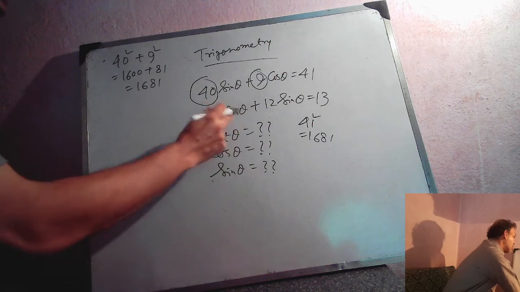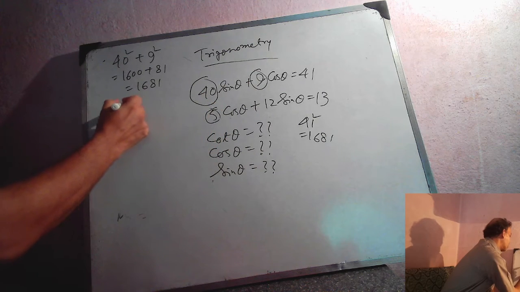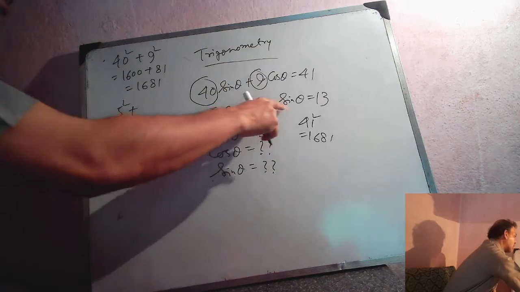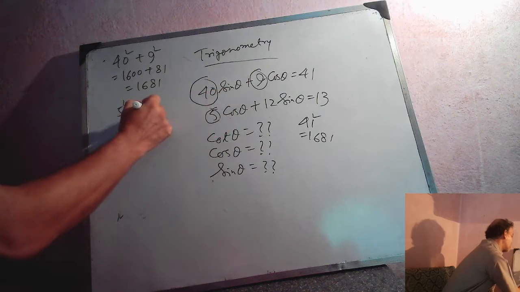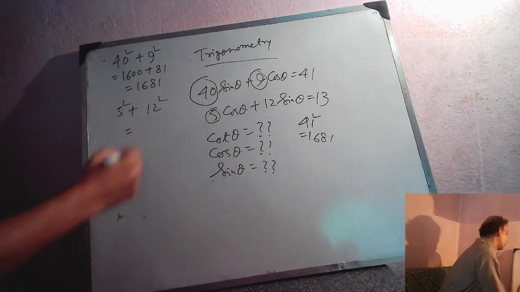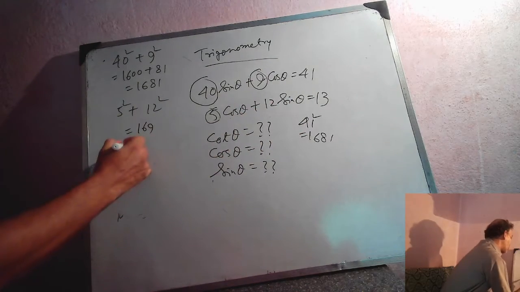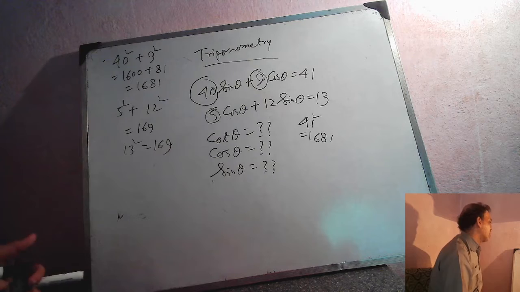Similarly, for the next sum, find the sum of squares of the coefficients of cos theta and sin theta. The coefficient of cos theta is 5 and the coefficient of sin theta is 12. Their sum will be 169. Now 13 square is also 169. So we can apply our method.